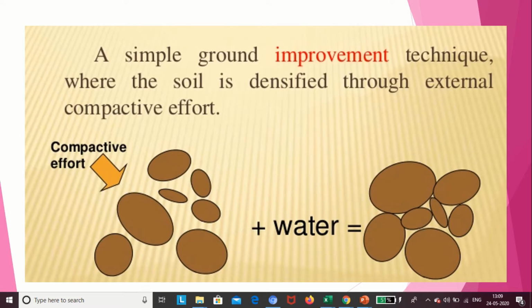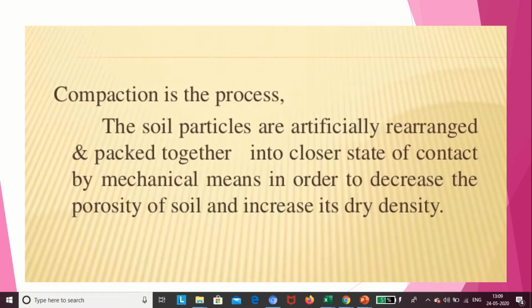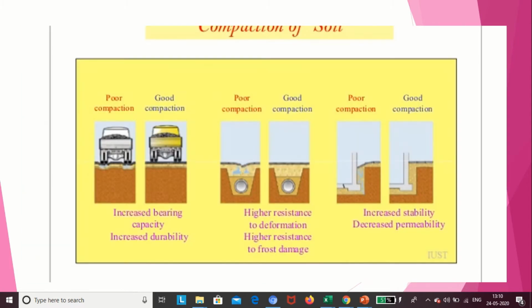We have studied about this in geotechnical engineering. So it's a simple ground improvement technique where the soil is densified through external compactive effort. When the soil is given an external compactive effort and if moisture is present in the soil, then compaction will happen. Compaction is the process where the soil particles are artificially rearranged and packed together into a closer state of contact by mechanical means in order to decrease the porosity of soil and increase its dry density.